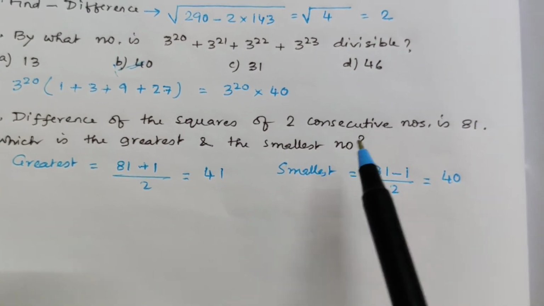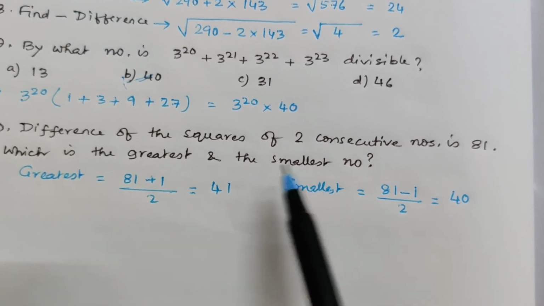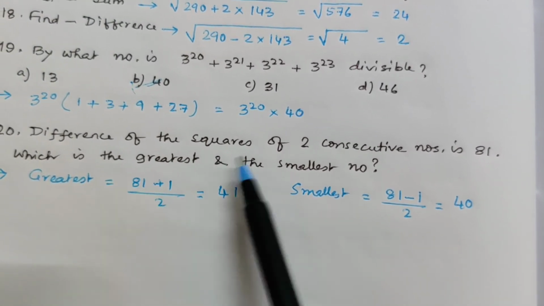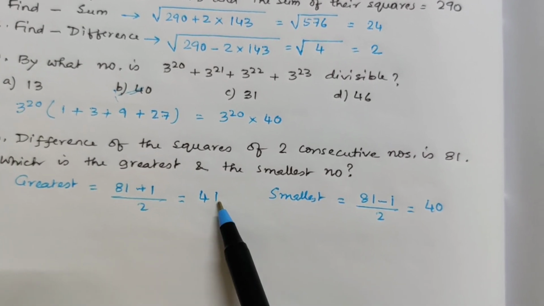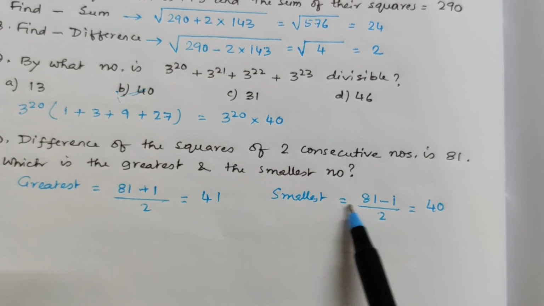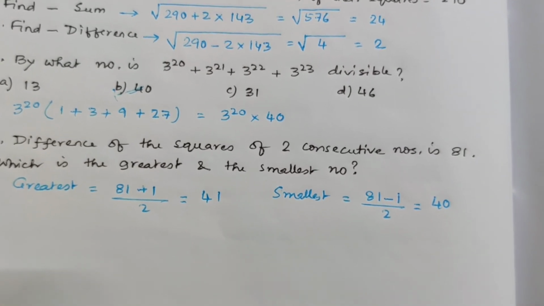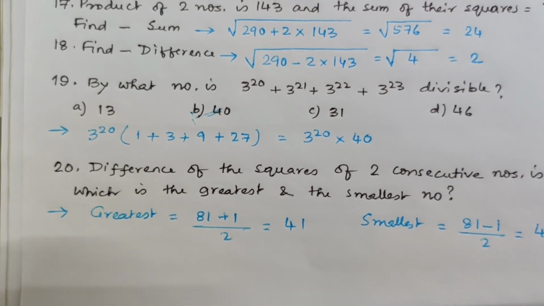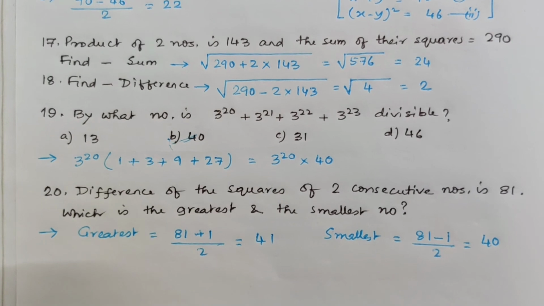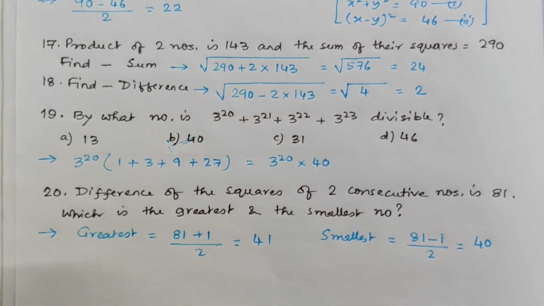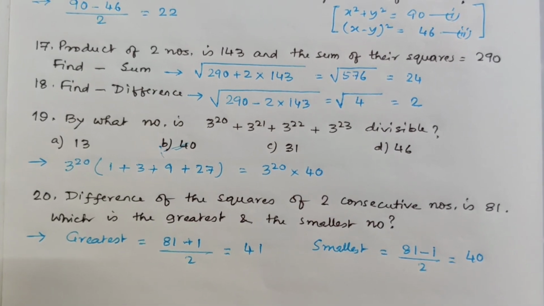Difference of the squares of two consecutive numbers is 81. Which is the greatest and the smallest number? To calculate the greatest number, you have to add 1 divided by 2, makes it 41. Smallest is subtract and divide by 2, that is 40. So fast we are doing it over here. So this calculation makes it very easy for you to sit in the entrance exam and crack it just like anything.